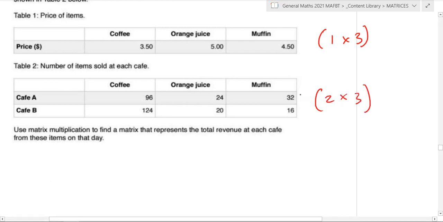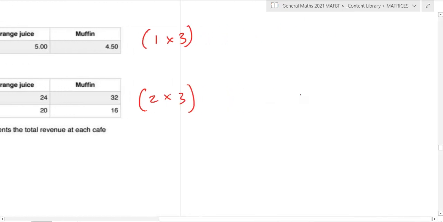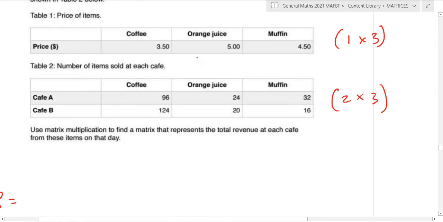Now, what's wrong with this? If I have a 1 by 3 and a 2 by 3, can I multiply that? No. If I swap it around, a 2 by 3 and a 1 by 3, can I multiply those? No. So something's up. I can't turn this into a row matrix. Anyone know what sort of matrix I should make it? Good. Make it a column matrix.